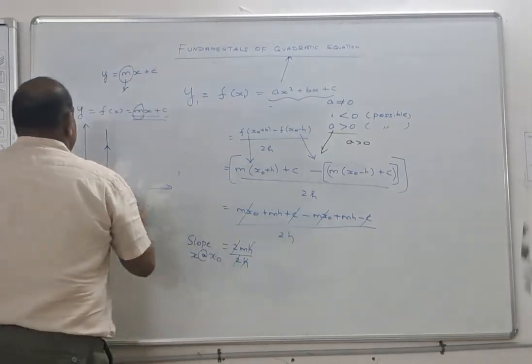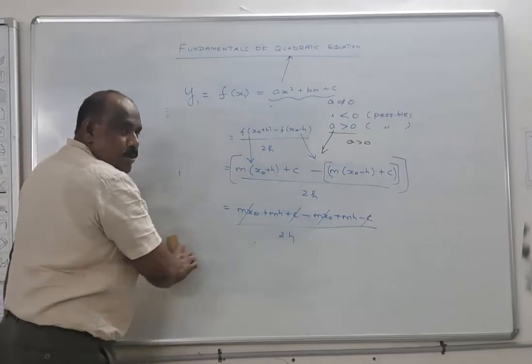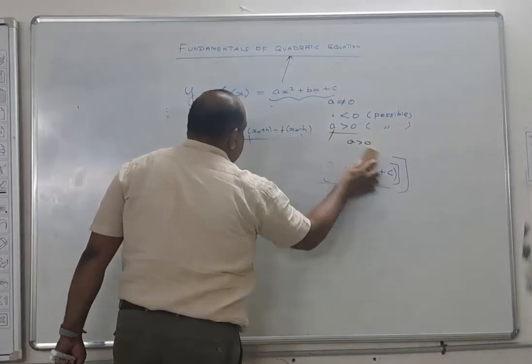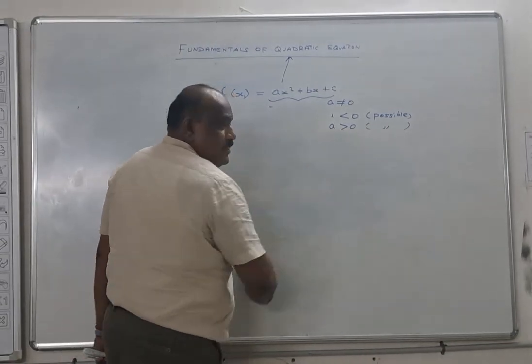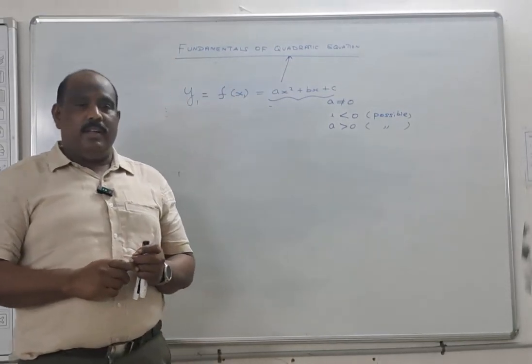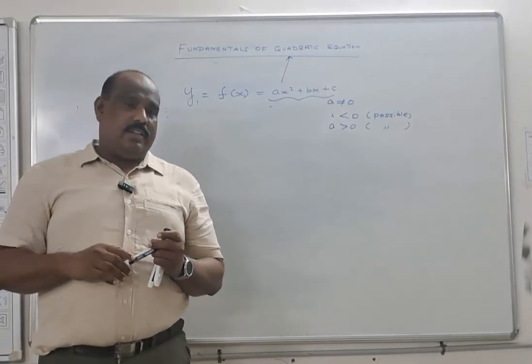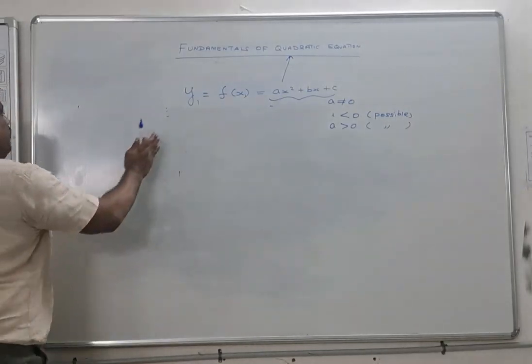Okay, that's fine. So, even though it's quadratic, we went deeper into what? The slope of a straight line. The slope of a straight line is a constant, whereas the slope of a parabola is not a constant. That's what we are going to see.